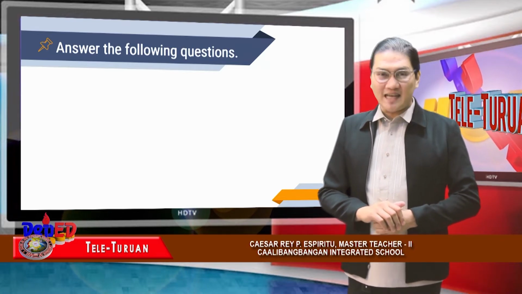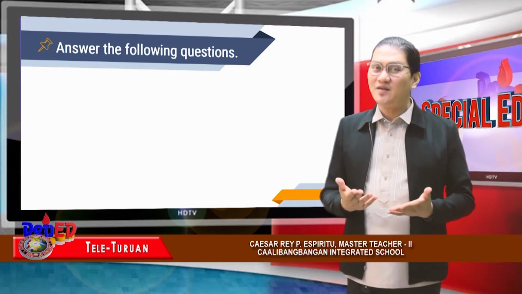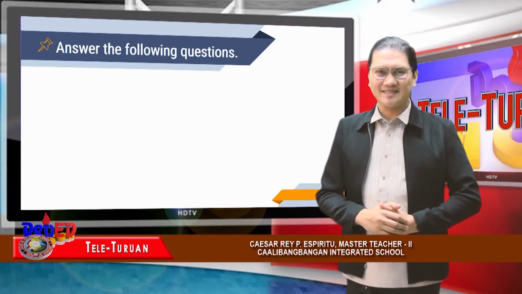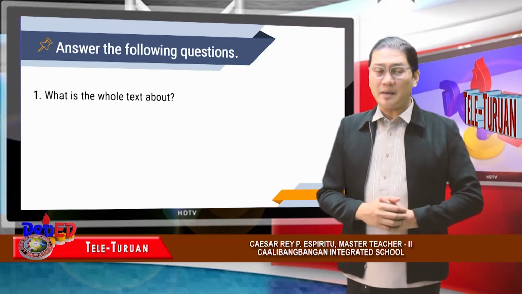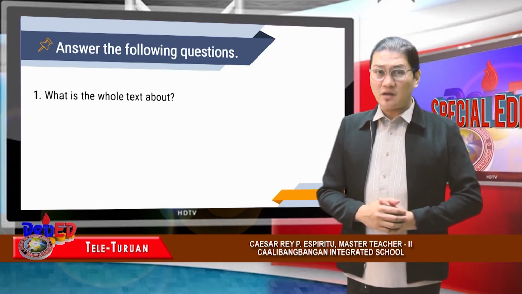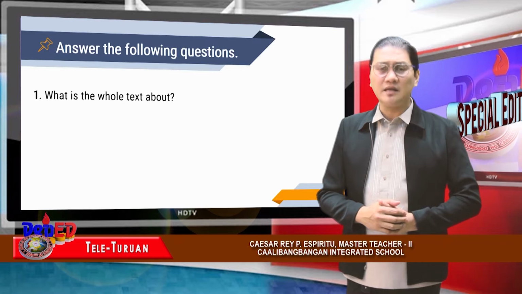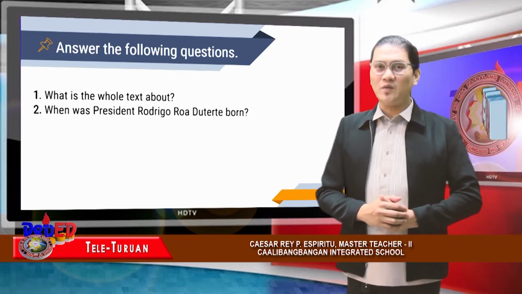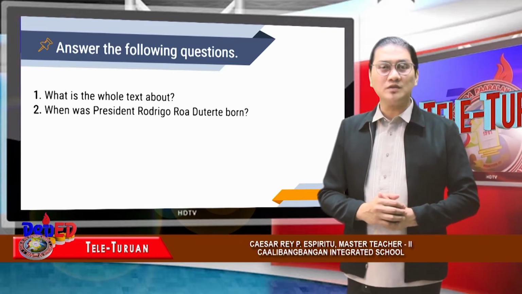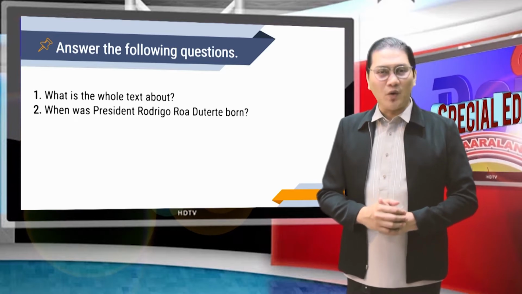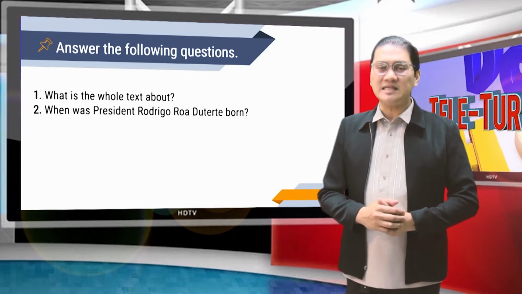Did you understand the selection? I am sure that you did. And now, let us answer the following questions. What is the whole text about? Good. The selection talks about the life of President Rodrigo Roa Duterte. When was President Rodrigo Roa Duterte born? Yes, he was born March 28, 1945.